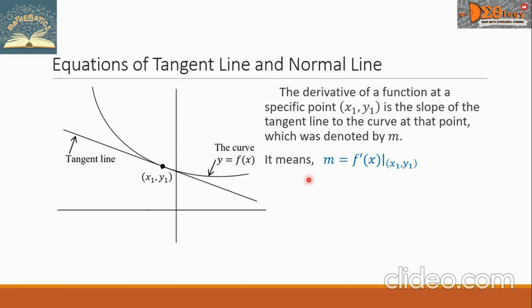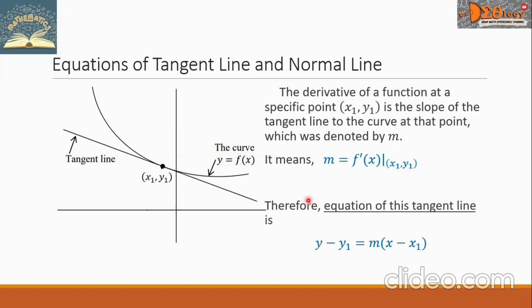It means in symbol we write m equals f prime of x at the point x sub 1, y sub 1. Therefore, for this tangent line, the equation is y minus y sub 1 equals m times the quantity x minus x sub 1.